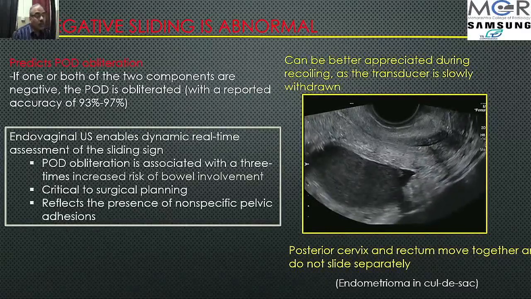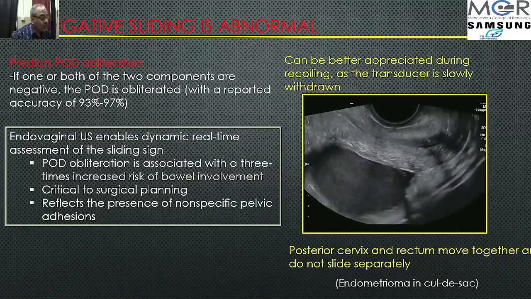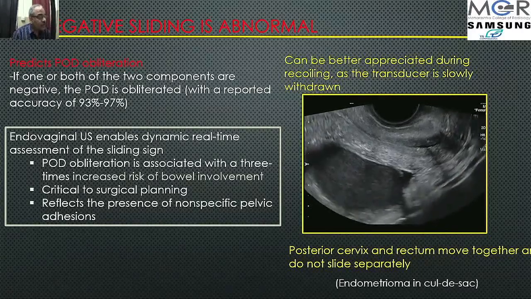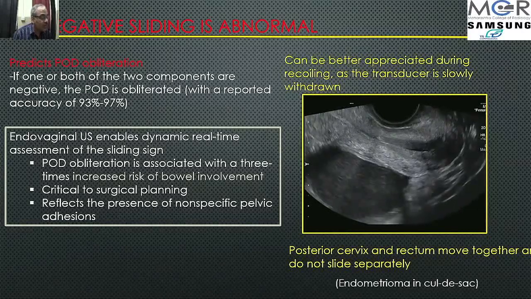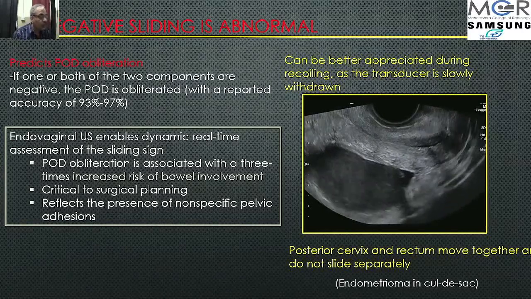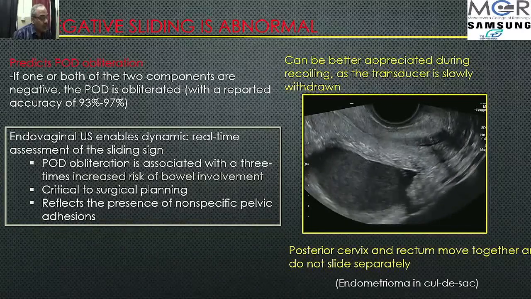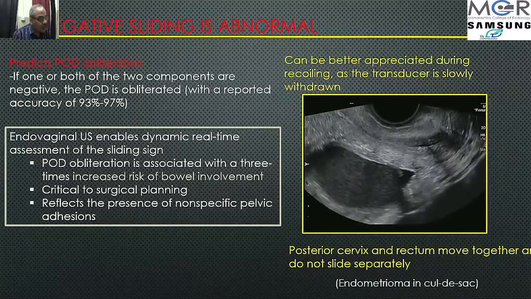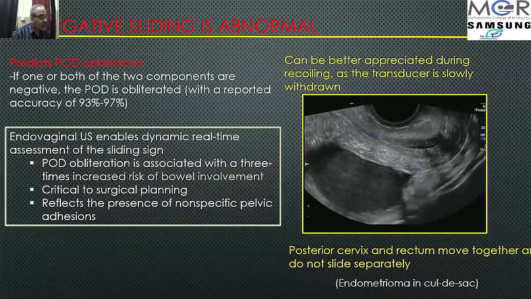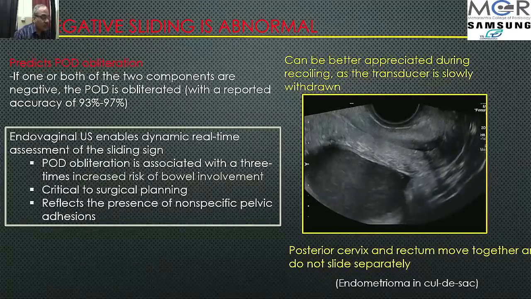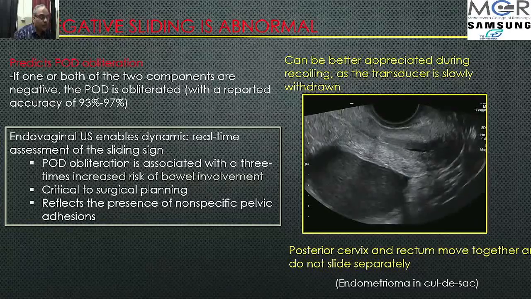So the endovaginal ultrasound enables us a real-time assessment of the sliding sign. We have seen that POD obliteration is associated with a significantly increased risk of bowel involvement also. So we need to find whether there are nodules along the rectum to sigmoid, and it is quite critical to surgical planning, and it reflects the presence of non-specific pelvic adhesions.